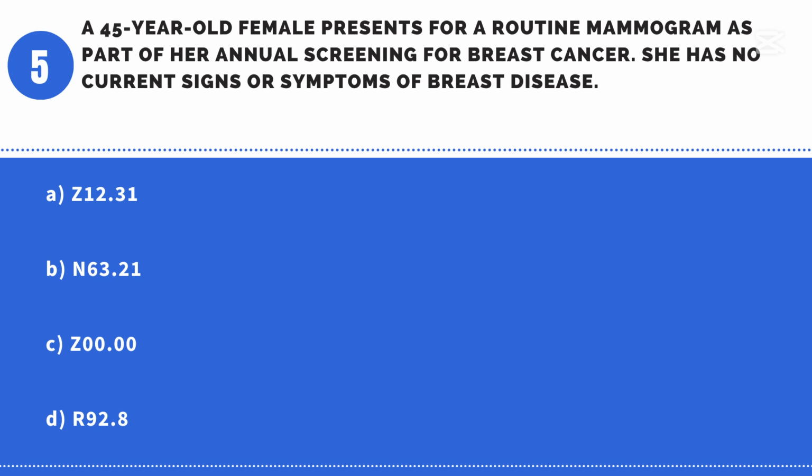Question 5. A 45-year-old female presents for a routine mammogram as part of her annual screening for breast cancer. She has no current signs or symptoms of breast disease. A. Z12.31. B. N63.21. C. Z00.00. D. R92.8.